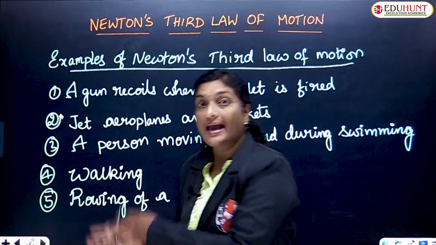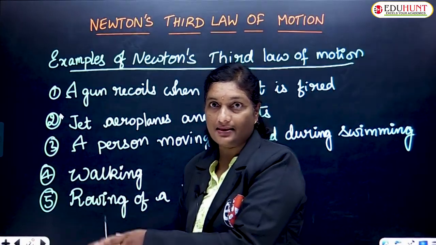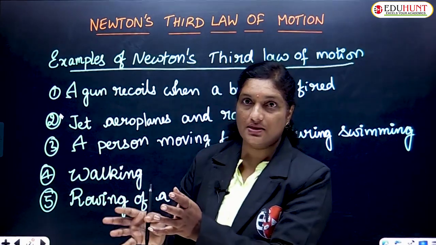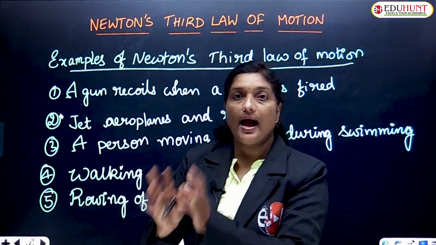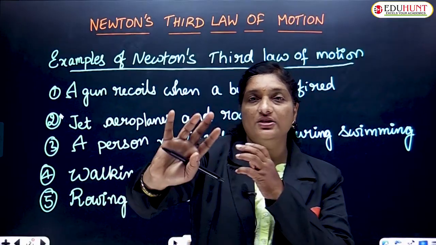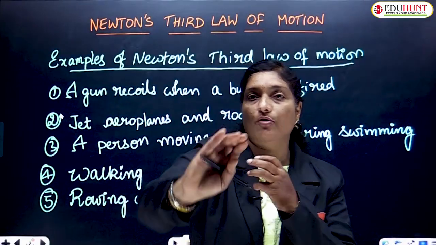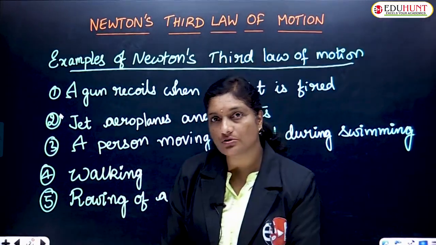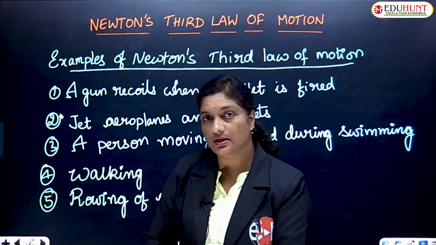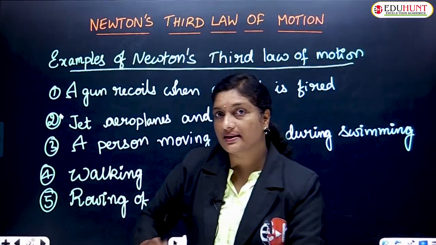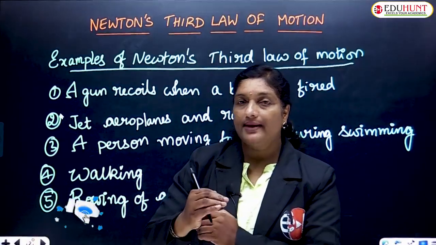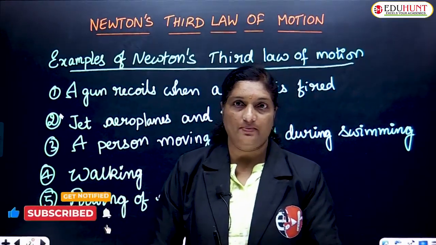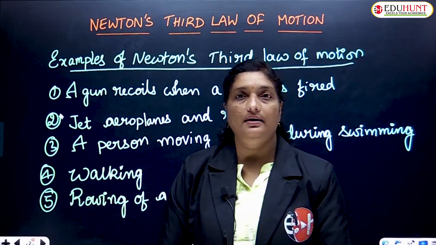As a result, the reaction part is that these gases apply an equal and opposite force on the engines of the jet aeroplanes or rockets, and as a result these aeroplanes or rockets move forward. Okay children, so the action part is the hot gases released out of the nozzle in the backward direction, and as the reaction part, these jet aeroplanes or rockets move with high speed in the forward direction. So this is also based on Newton's third law of motion.